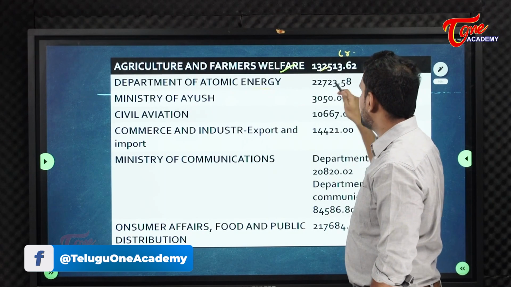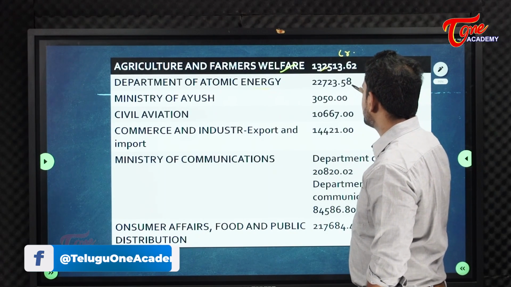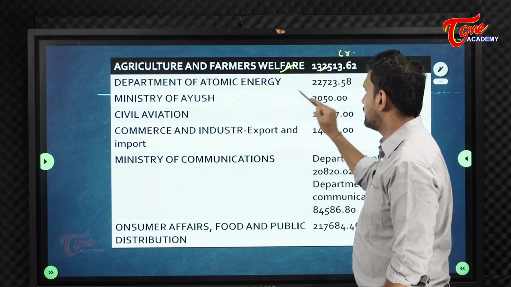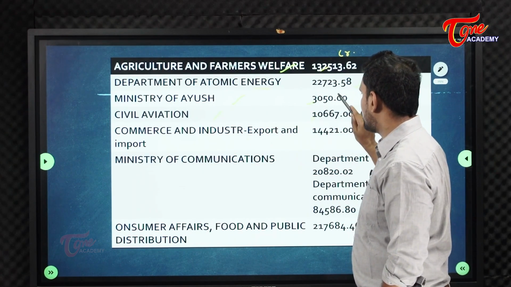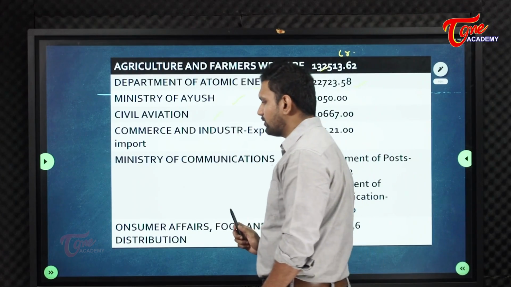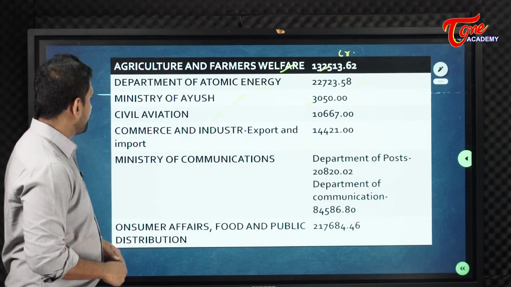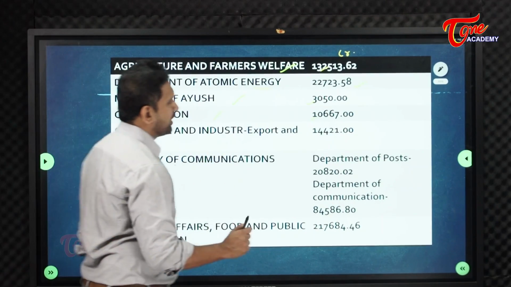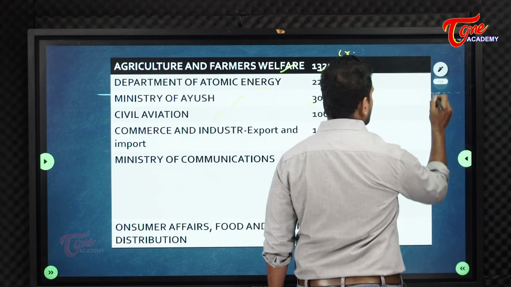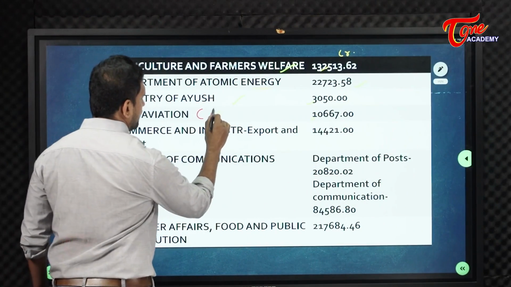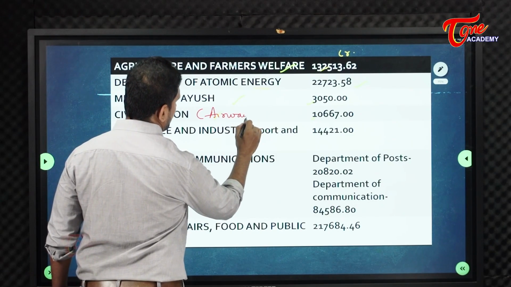Department of Atomic Energy has got 22,723 crores. Ministry of Ayush was given 3,050 crores. Civil Aviation is given 10,667 crores. So, like that you can go through by yourself. Civil Aviation means aeroplane, basically aeroplane. For airways, for airport authority, how much is given?